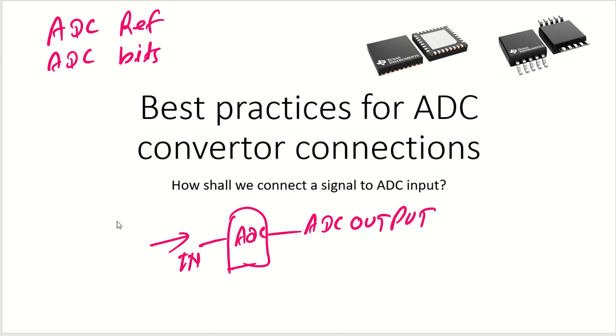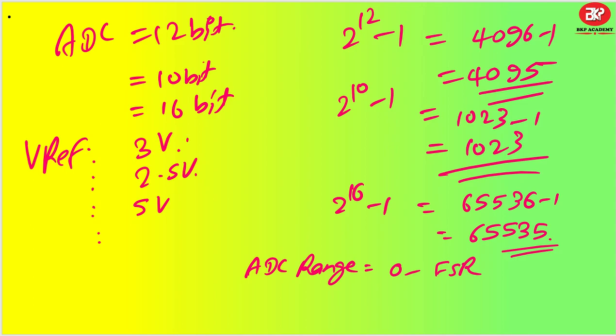So what we'll do is we'll try to understand what is ADC reference and what is ADC bits. ADC reference voltage you already know. It can be 3 volt, 2.5 volt, 5 volt, or 1.5 volt or 1.25 volt. Any reference can be set, either internal to the device or external to the device. Similar to that, ADC bits. Bit resolution can be 10 bit, 8 bits, 12 bits, 16 bits. It can go up to 32 bits also, which is very high-end ADCs, but we don't need that much.